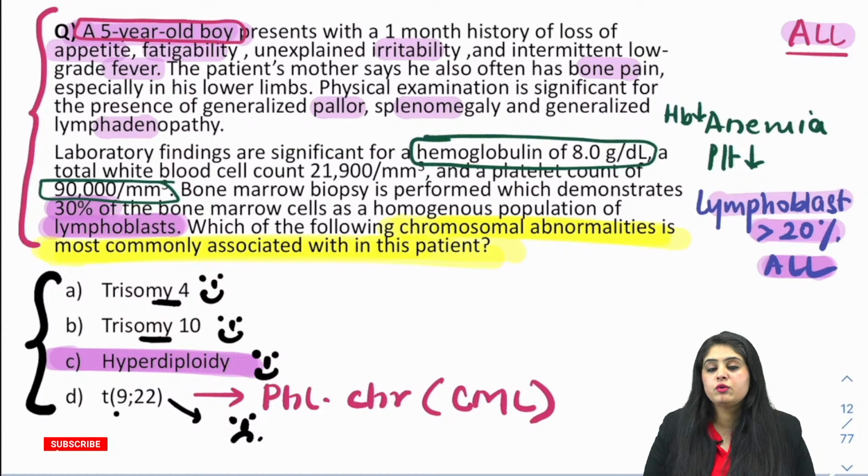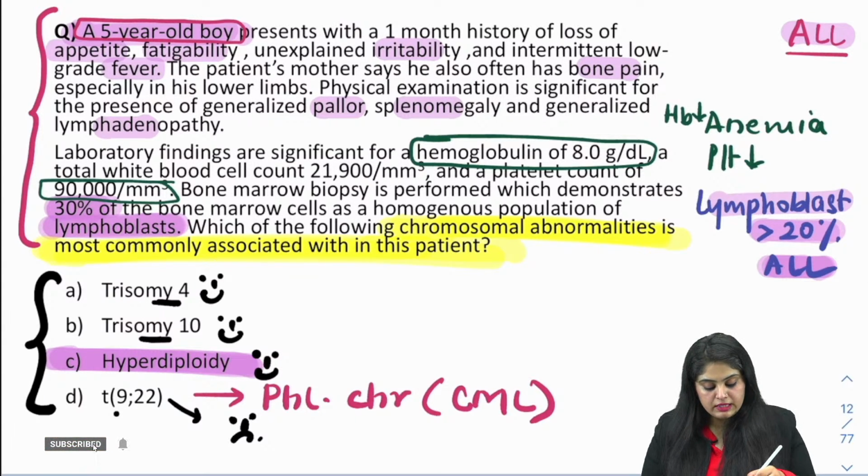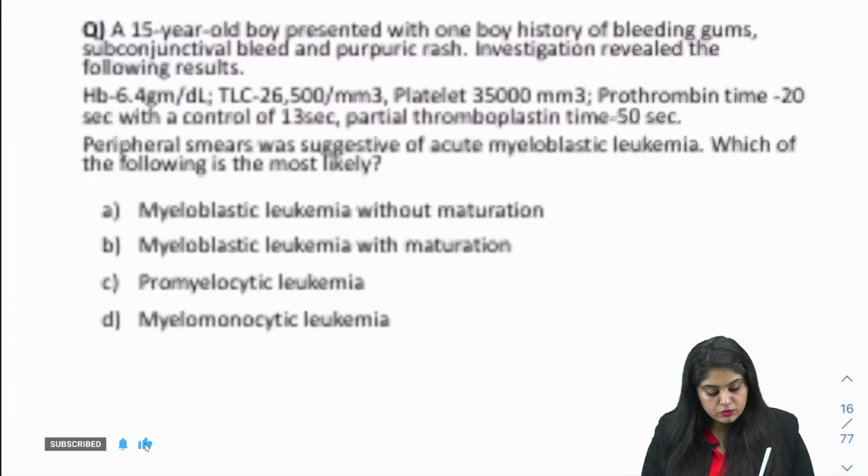Okay, so first question, I hope it's a good start. Now I'm going to go into a little bit of a medicine question. So here you go with the next one.